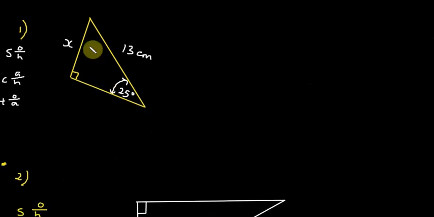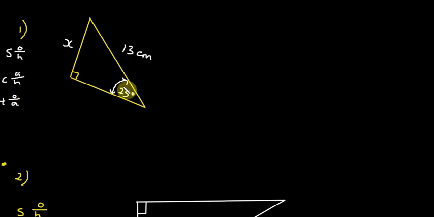The first example here, we want to find the unknown side x. So when do we use sine, when do we use cos, and when do we use tan? Easy. Now continue looking at this video, because by the end of this video, you will have a clear understanding of when to use sine, cos, or tan. So here we have opposite over the hypotenuse, adjacent over the hypotenuse, and the opposite over the adjacent.